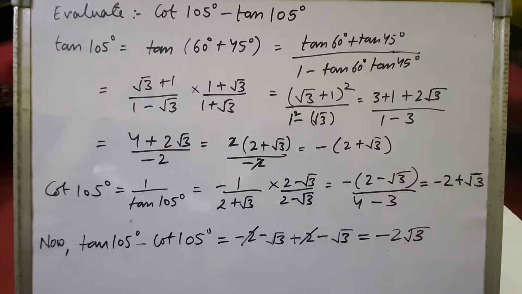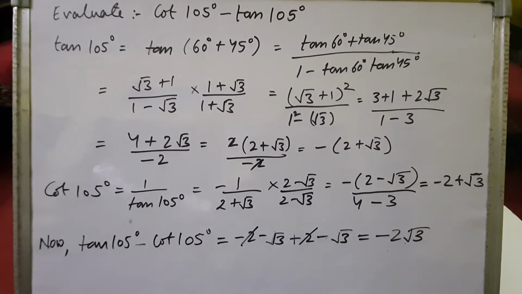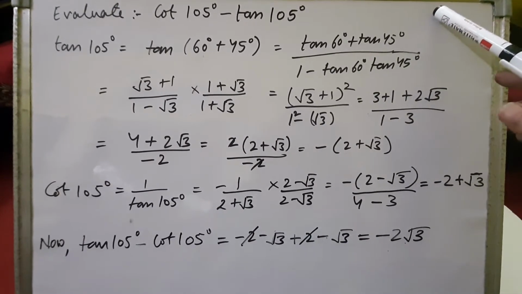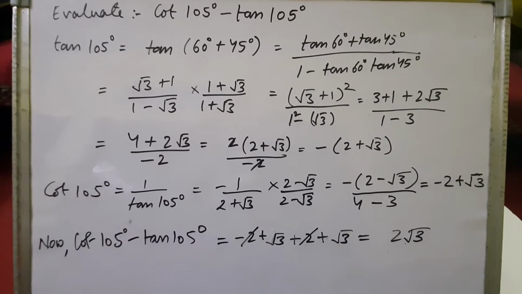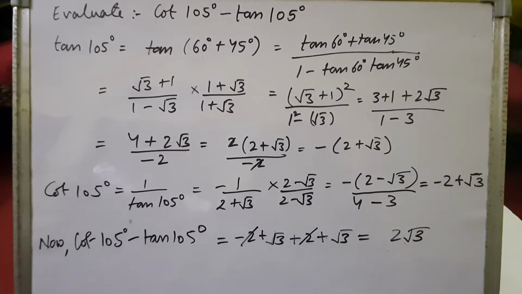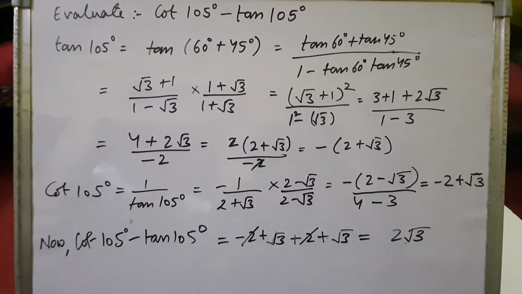Let's see another sum, children. In this sum, the question says evaluate cot 105 minus tan 105. Now what we'll do, children, we'll first calculate the value of tan 105, then cot 105, and then substitute the values, then calculate, right, and then simplify. Let's see how we calculate the value of tan 105 degree.